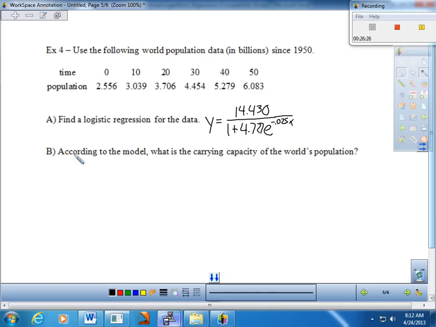According to our model, what is the carrying capacity of the world's population? What is the limit there? Well, just according to what I see, and if you look at the way I expressed it up above, there it is, guys. I don't think the population can grow indefinitely. And according to this model, the carrying capacity of the world's population is about just over 14 billion. That would be double what we have right now, so that's an interesting projection.